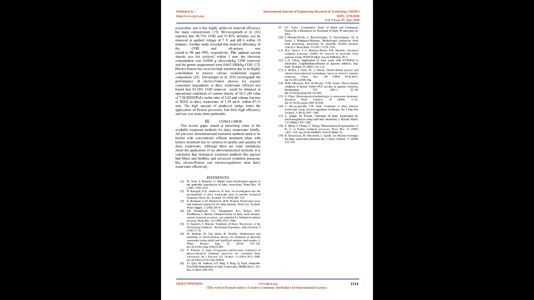Researchers have highly achieved removal efficiency for many contaminants. Shivaya Jimith et al. reported that 98.75% COD and 97.82% turbidity can be removed at an applied voltage of 7 V and pH 6 within 10 minutes. Another study revealed that removal efficiency of the COD and oil and grease was raised to 98 and 99%, respectively. The optimal current density was 0.6 mA/cm2 within 1 minute, the electrode consumption was 0.0204 grams electrode/kg COD removed, and the power requirement was 0.003 kWh/kg COD.